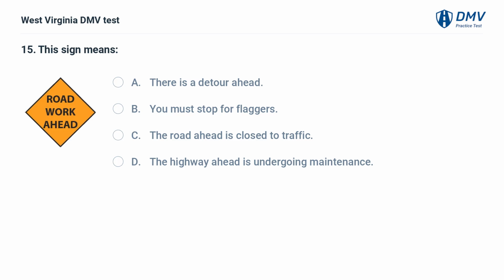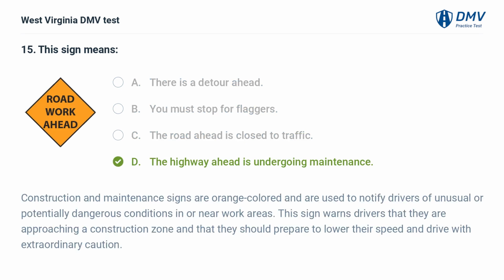This sign means A. there is a detour ahead. B. you must stop for flaggers. C. the road ahead is closed to traffic. D. the highway ahead is undergoing maintenance. Construction and maintenance signs are orange-colored and are used to notify drivers of unusual or potentially dangerous conditions in or near work areas. This sign warns drivers that they are approaching a construction zone and that they should prepare to lower their speed and drive with extraordinary caution.